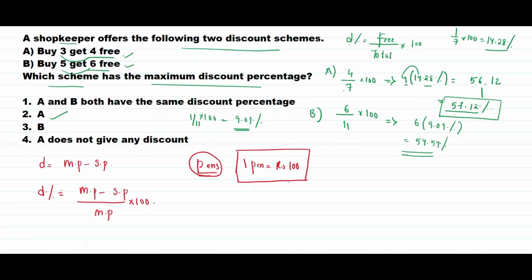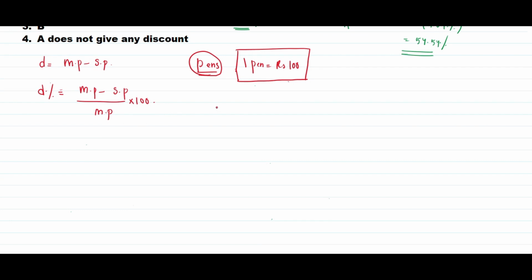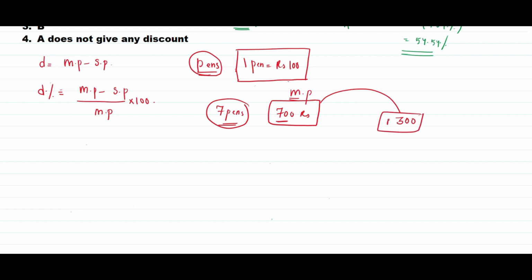Now let's say there are 7 pens. If one pen is 100 rupees, how much is the marked price of 7 pens? 700 rupees only, right? This is the marked price. A customer came to me and I sold this 700 rupees worth of pens for 300 rupees worth of pens, which generally is 3 pens only, right? It means I sold 700 rupees worth of pens for 300 rupees. This is the selling price, and this is the marked price.